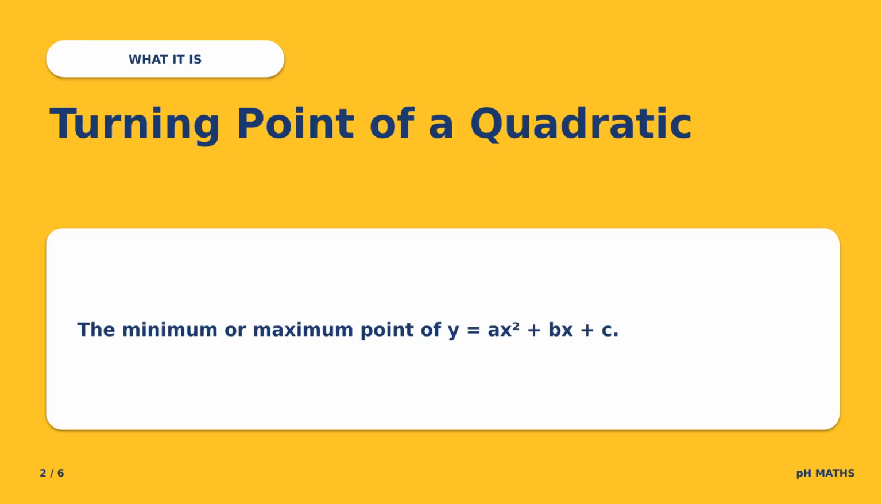Definition. The turning point is the minimum or maximum point of a quadratic y equals ax squared plus bx plus c. So if a is positive, the parabola opens upwards and the turning point is a minimum. If a is negative, the parabola opens downwards and the turning point is a maximum. 1 turning point per quadratic, always.